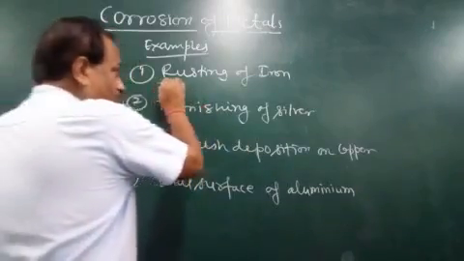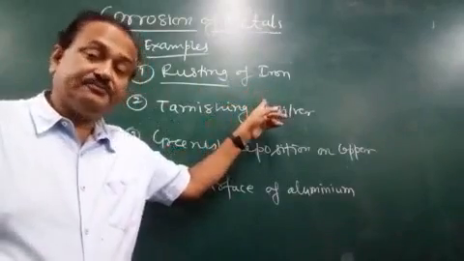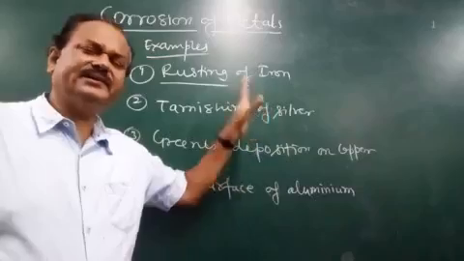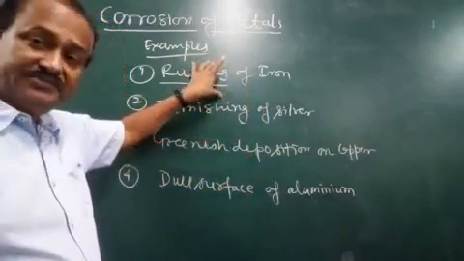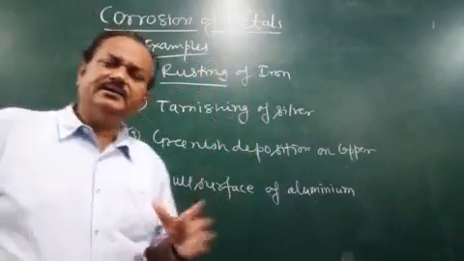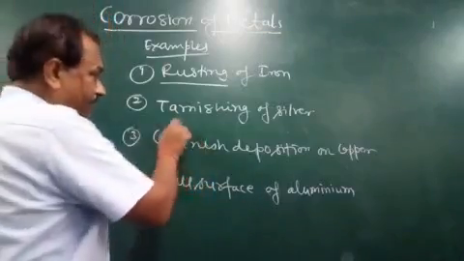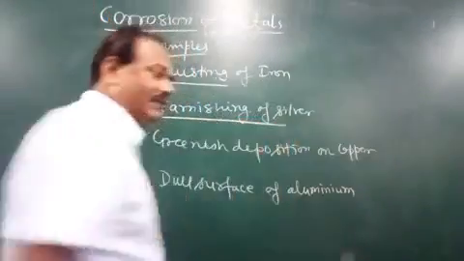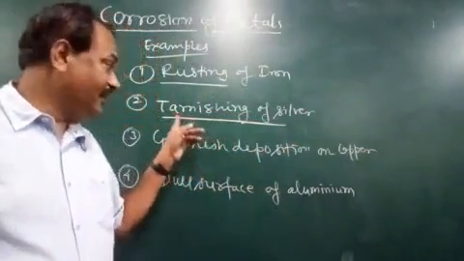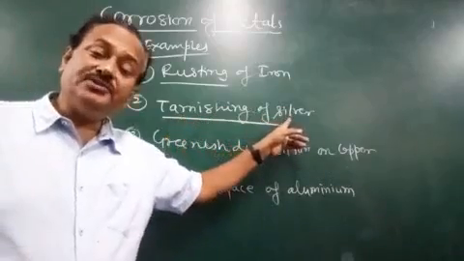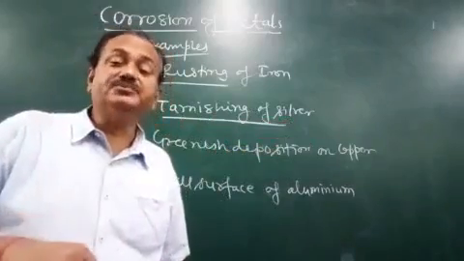So the word rusting is exclusively fixed for iron, but corrosion is a generalized term. We normally don't use the term rusting for this, but technically you can say rust means anything which is undesirable. Now, second is tarnishing. Tarnishing means dullness. The word tarnished or tarnishing is associated with silver. Tarnish means when the surface becomes dull.